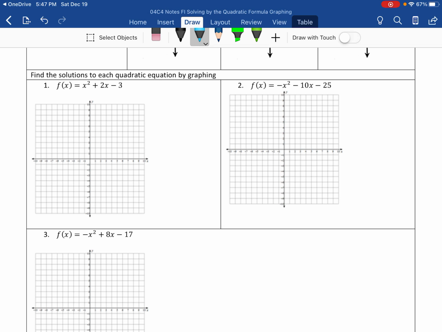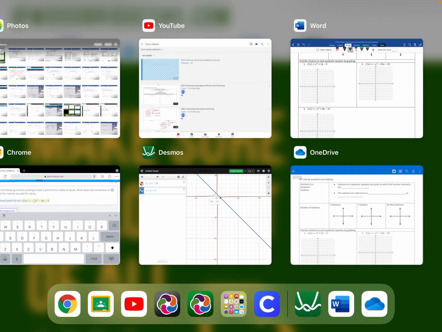And all you have to do is put the equation in Desmos and look at where it intersects. This will only work well if you have whole numbers. Otherwise, either factoring or using the quadratic formula or square roots is actually the more appropriate thing to solve. It's only if you have whole number factors or the solutions are whole numbers that this is actually effective.